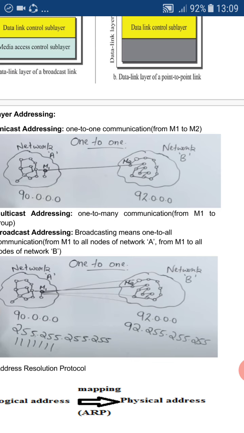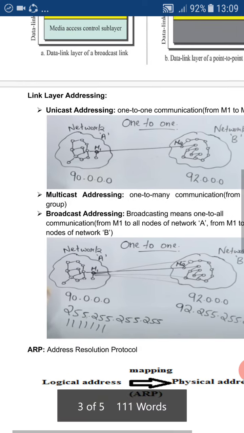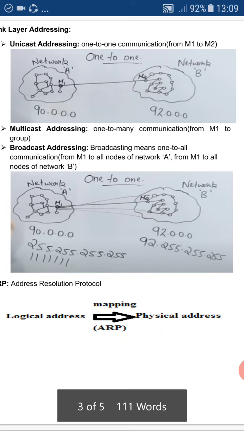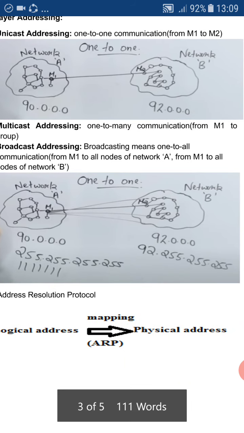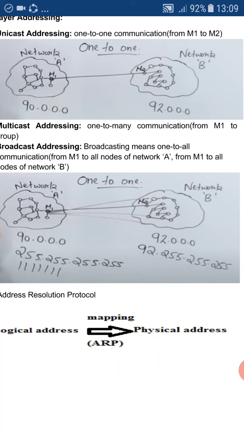Now, when a host of network A wants to communicate with a host of network B, we use unicast addressing. That is, when M1 wants to communicate with M2, M1 belongs to network A, M2 belongs to network B. In such a case, unicast addressing is used. Now, before studying multicast, first we'll see about broadcast addressing. The meaning of broadcast addressing is one to all.